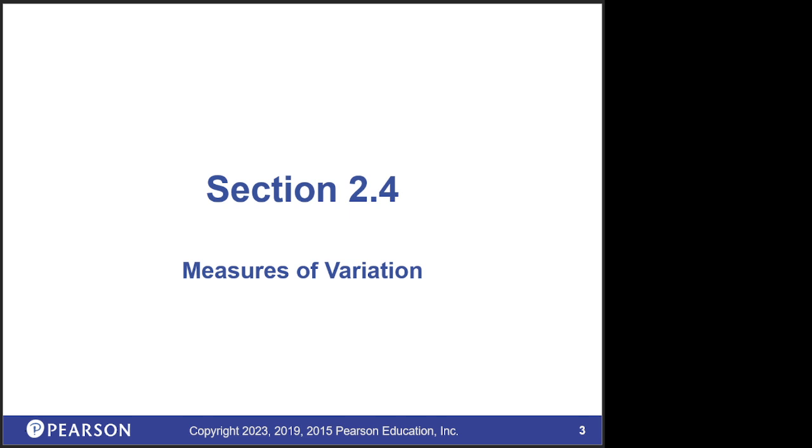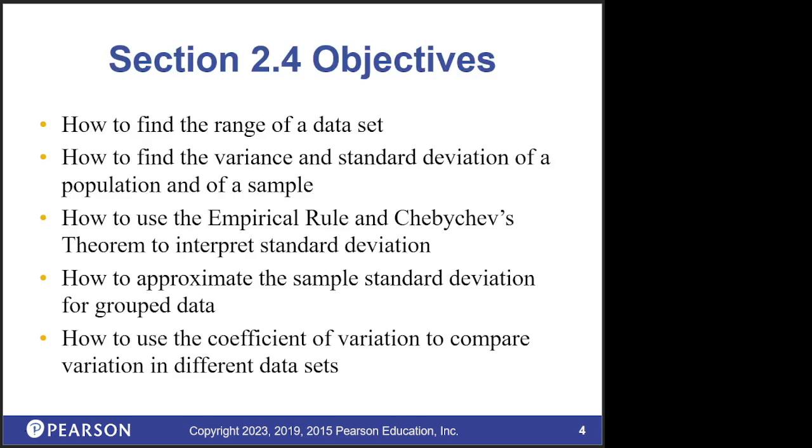What we want to do now is look at how data varies. And so we'll call this measures of variation. And this is important because, well, we'll start with an example that shows the importance of this. But let's define what we're going to talk about here.